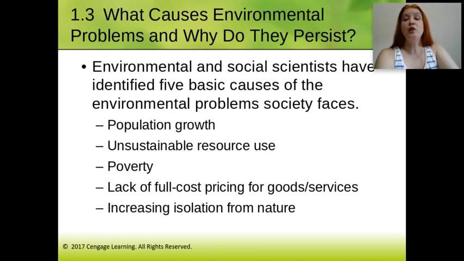So Chapter 1, Section 3, what causes environmental problems and why do they persist? Environmental and social scientists have identified 5 basic causes of the environmental problems society faces. That's it, just 5 things. We just need to fix these and we're good. Population growth, unsustainable resource use, poverty, lack of full cost pricing for goods and services, and increasing isolation from nature. Some of these are definitely easier to fix than others.